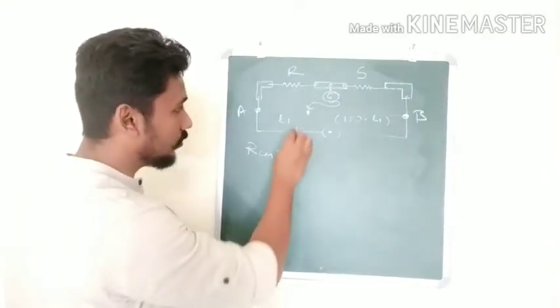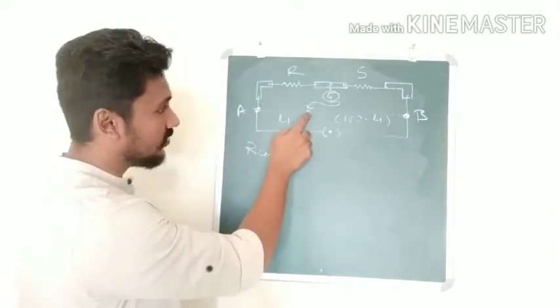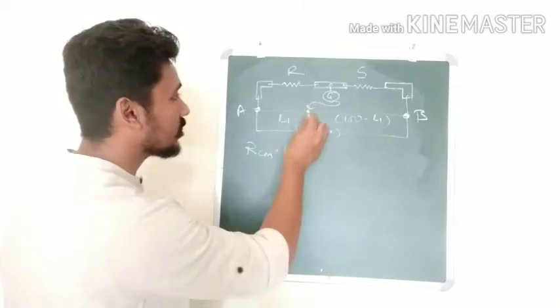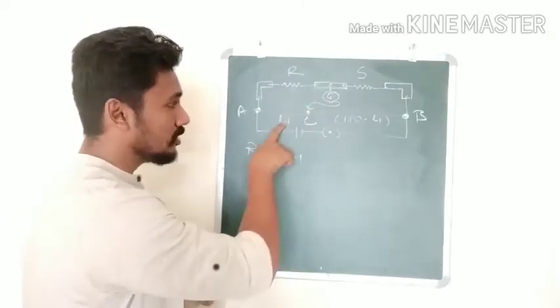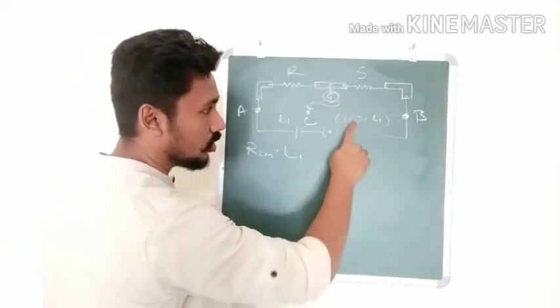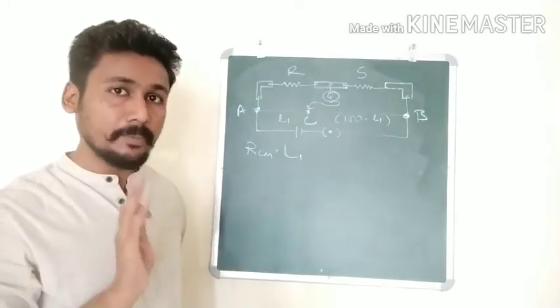Let that length be equal to L1, right? So from A to this point wherever we found the null deflection, the length is L1. Let us call this point C. So from A to C it is L1. So definitely from C to B the length is going to be 100 minus L1. Is that correct? Now let us use the balancing condition.